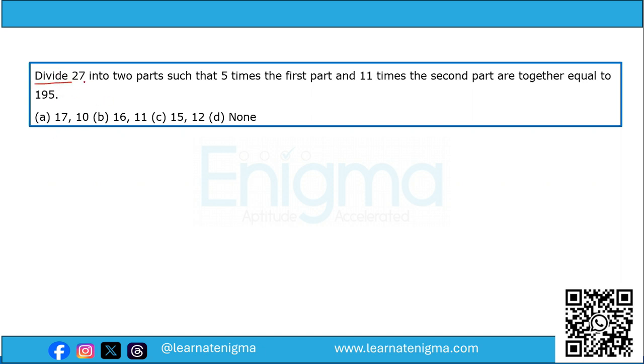So, from the first part of the sentence, we can have the equation A plus B is equal to 27, such that 5 times the first part, so 5A, and 11 times the second part, so 11B, are together equal to 195. So 5A plus 11B is equal to 195.